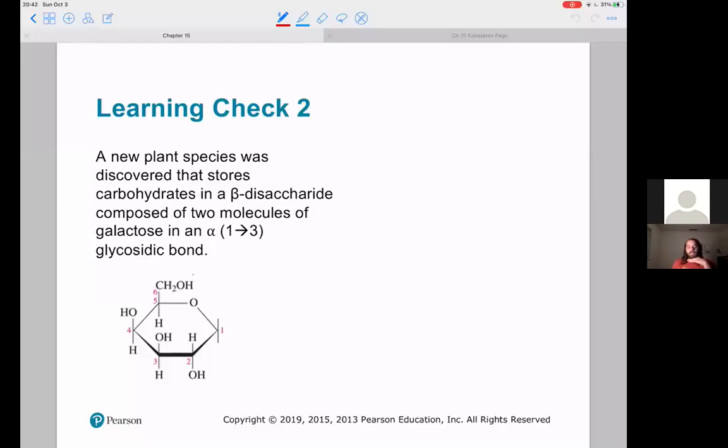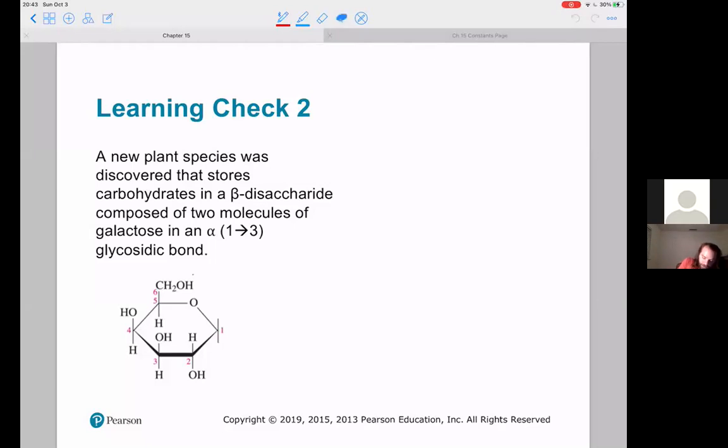All right, and so the last skill that we want is kind of like worst case scenario. What if I told you that we have discovered a new species that stores carbohydrates as a beta disaccharide composed of two molecules of galactose in an alpha 1,3 glycosidic bond.